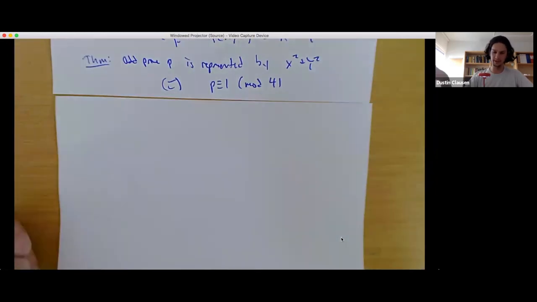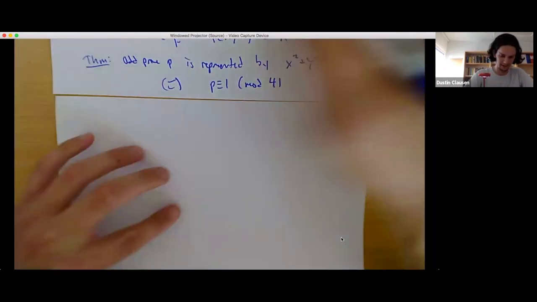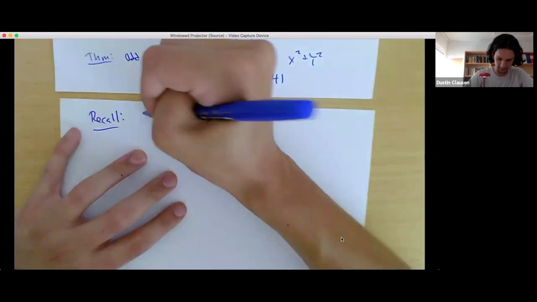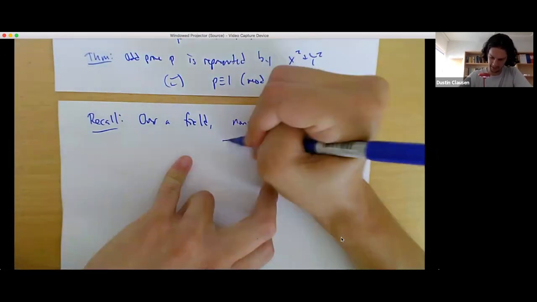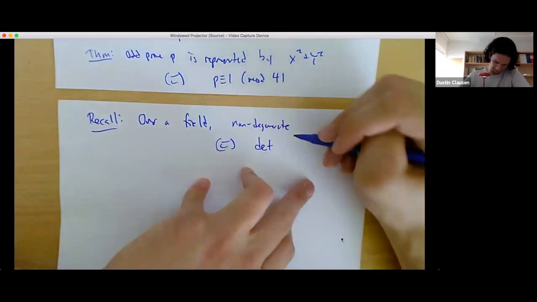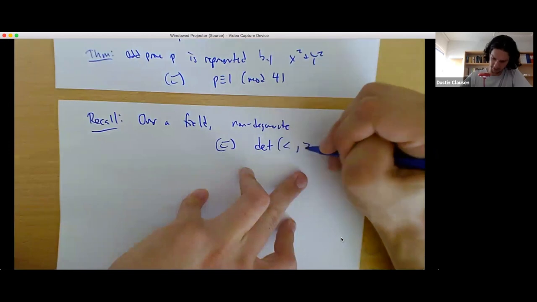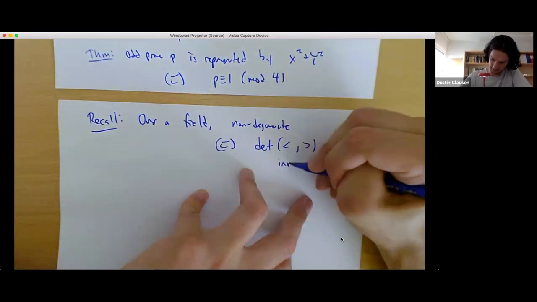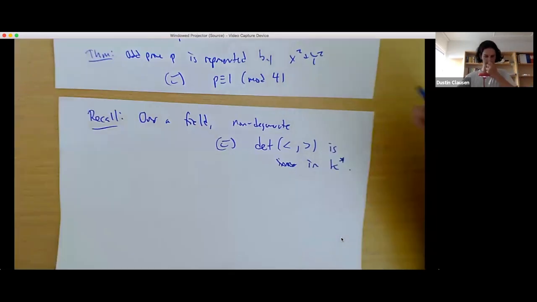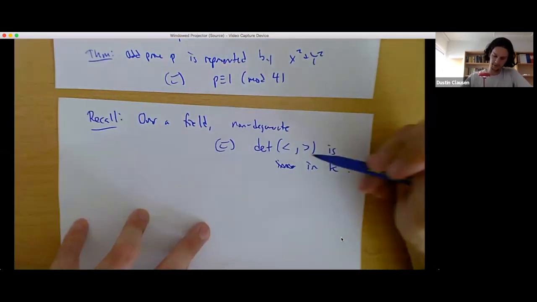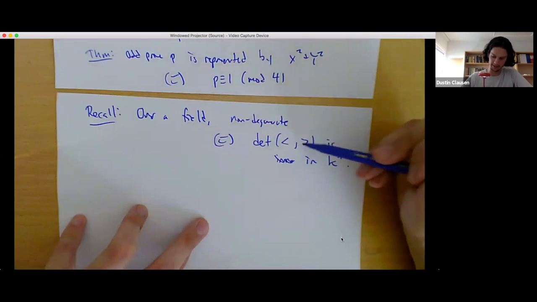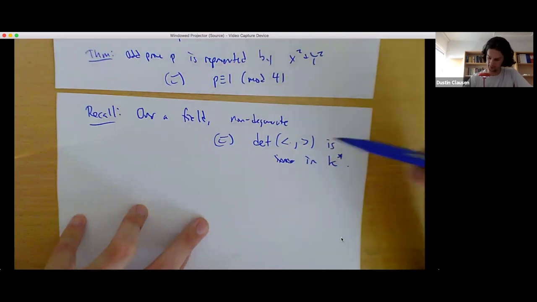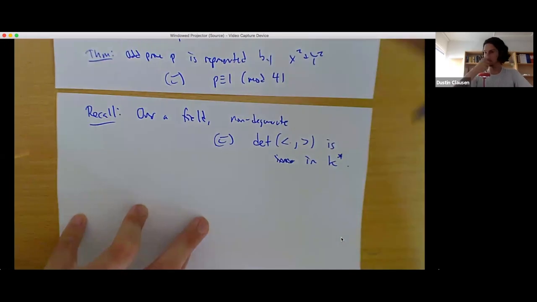By the way, how do you check non-degeneracy? Recall that over a field, non-degenerate was the same thing as saying that the determinant of the bilinear form is invertible, is in K cross. In terms of a basis for your finite dimensional vector space, you get a square matrix by plugging in the different possible values of your bilinear form on the basis vectors. If that's an invertible matrix, then your pairing is non-degenerate, and that's actually an if and only if.